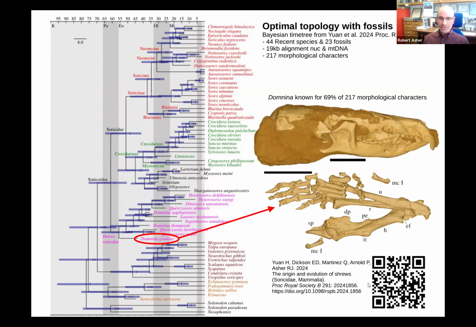We have in this paper a matrix of hard tissue fossilizable data for all of our recent species, moles, shrews, hedgehogs, Solenodons, plus Domnina as a fossil shrew, and a bunch of other fossils. Domnina, this early Oligocene shrew, is known for just over 2/3 of its morphological data set. And this here is the time tree that we published, taking into consideration a small molecular alignment, 19 kilobases, nuclear and mitochondrial DNA, plus stratigraphic information, plus morphology. And this is what that tree looks like.